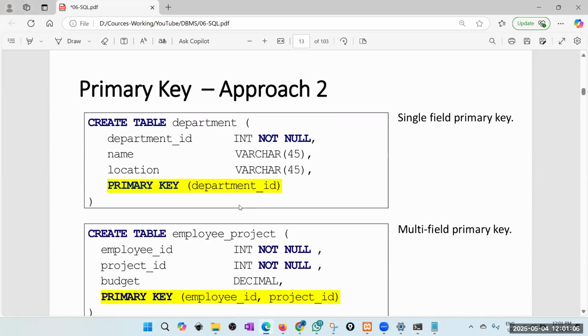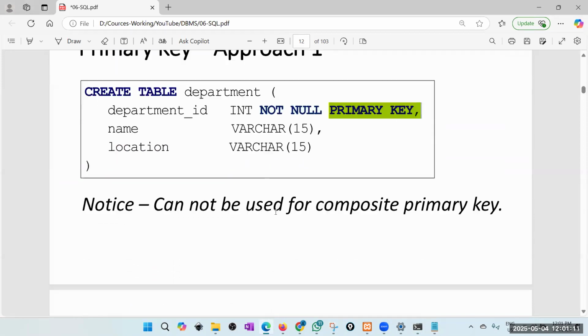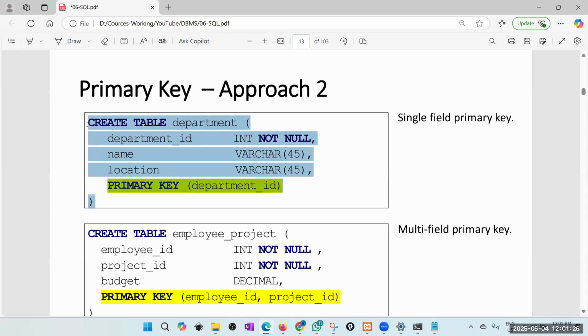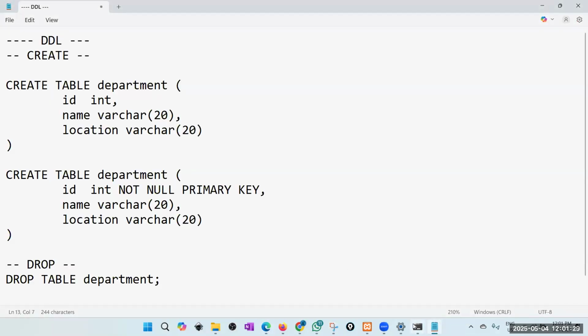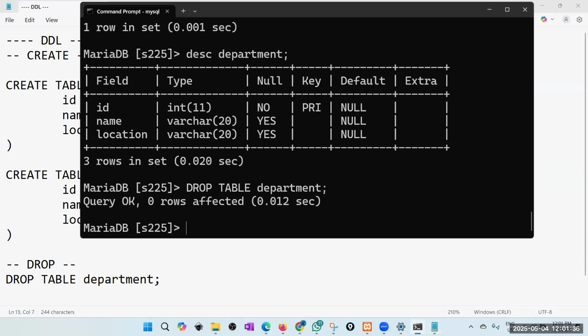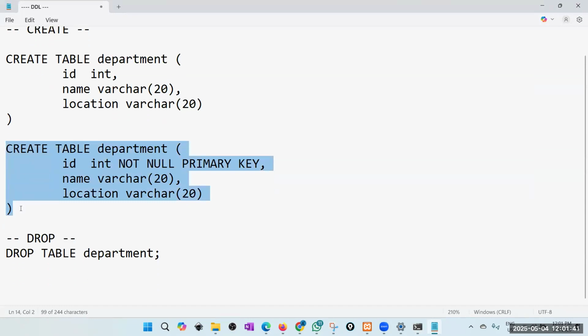So let's look at the second way of creating a primary key. The second way is you just specify the column and later you say this is my primary key, your field name. Okay, so that's the second approach. So let's drop it first. Drop table department, and now I will recreate it. The second approach of creating a primary key, okay?